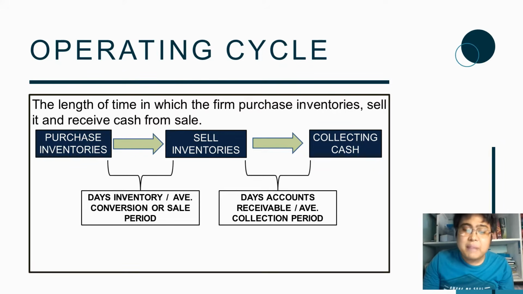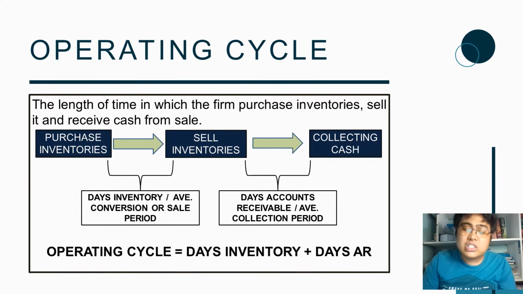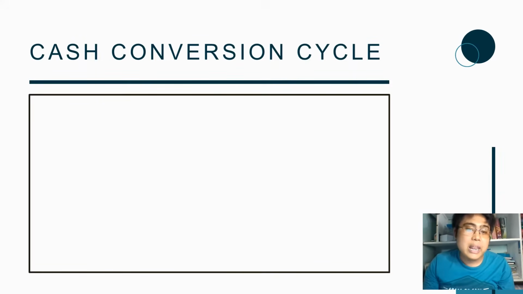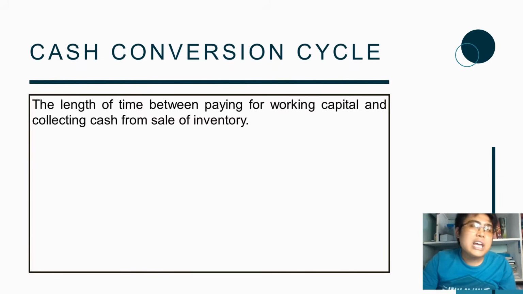Kaya pag pinagsama yung dalawang yan, that is known as operating cycle. Operating cycle is days inventory plus days AR. Okay? Next, let us proceed and differentiate operating cycle to cash conversion cycle. Cash conversion cycle is the length of time between paying for working capital or paying for inventories and collecting cash from the sale of inventory.